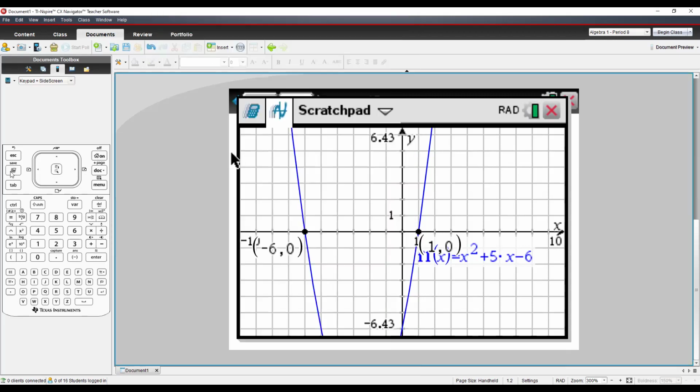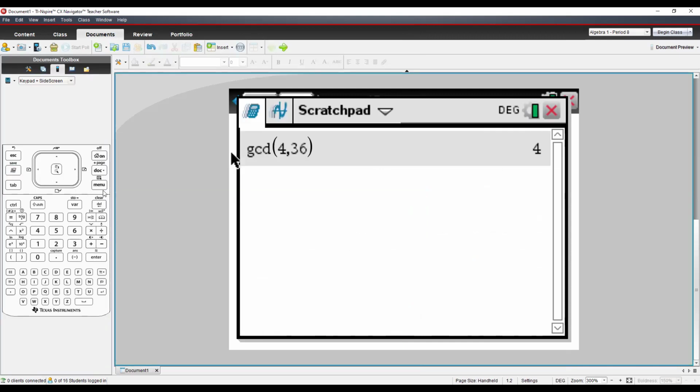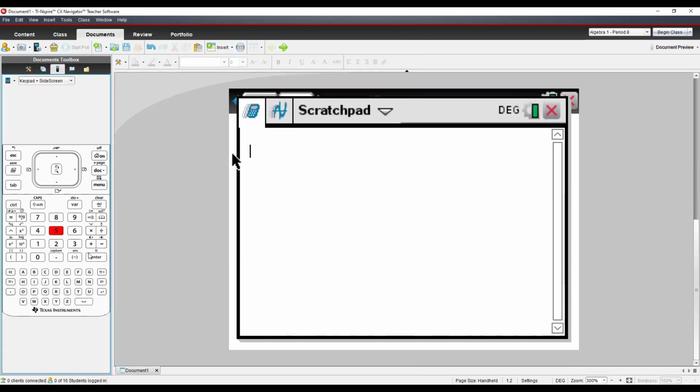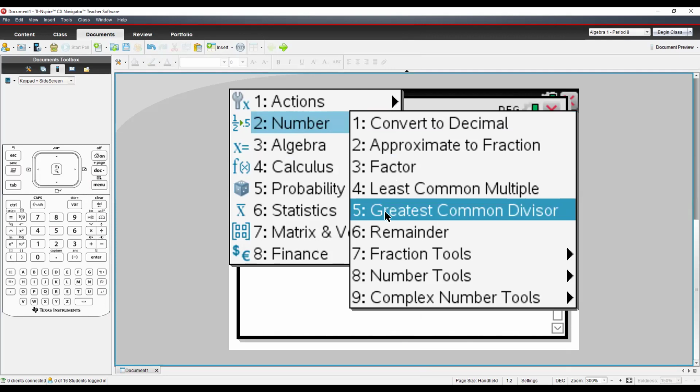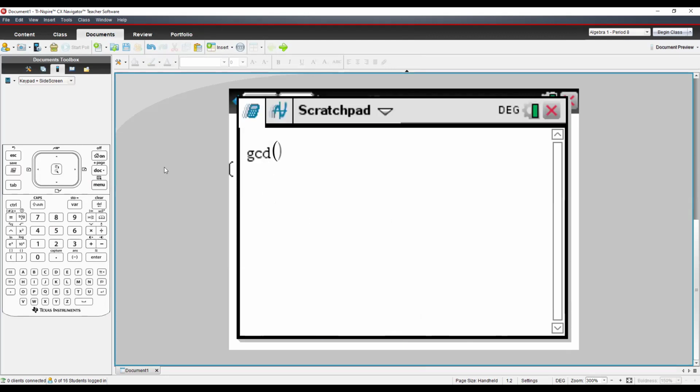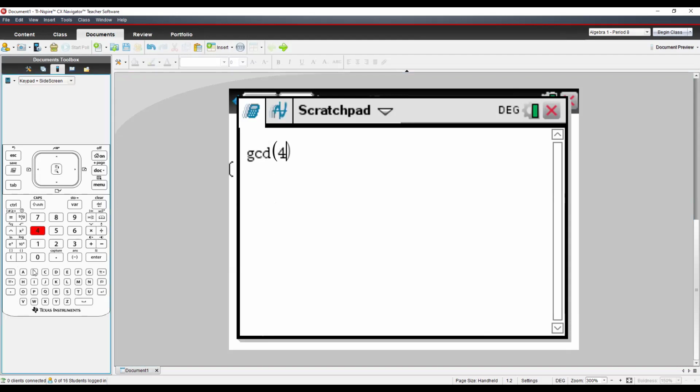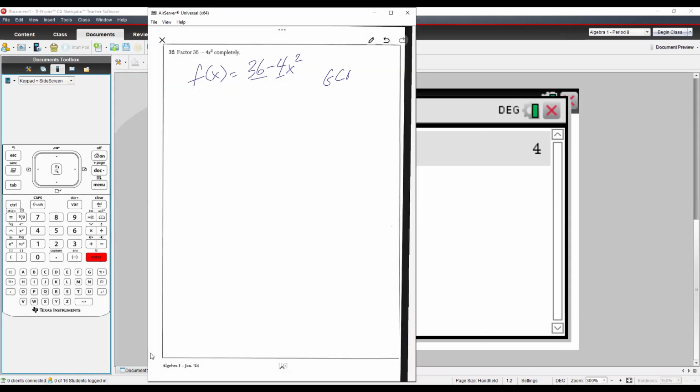There's a key on the calculator that you can use. Let me get rid of this so I can show you how I got there. From here, you go to menu, then number, and then number 5. It's the greatest common divisor. I'm going to put in 4, then a comma in between, and then the other number that you want to know the greatest common factor or greatest common divisor of. So the greatest common factor between these two numbers, 4 and 36, is 4. If I go back to my problem, I can write that. The GCF is 4.